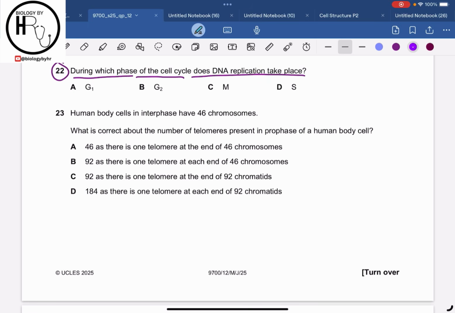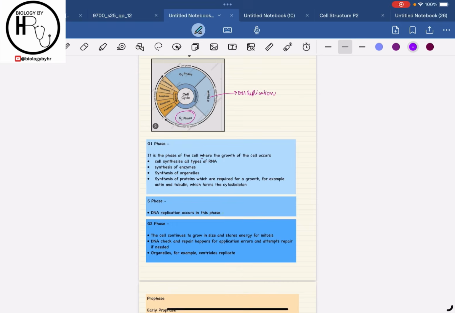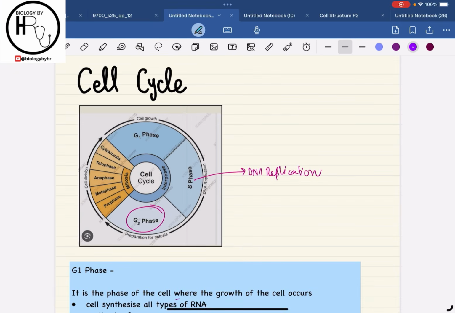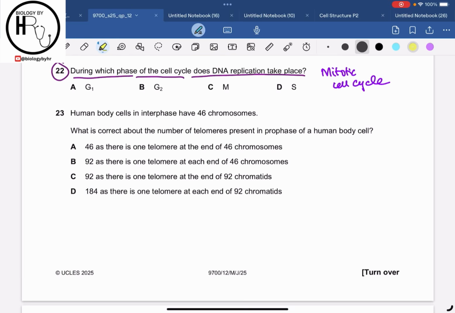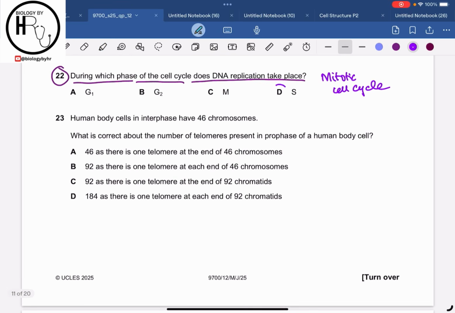So let's move on to the notes of the mitotic cell cycle. Basically the cell cycle is divided into the G1 phase, the S phase and the G2 phase, and then there comes the mitosis phase and then the cytokinesis. Now they are asking during which phase the DNA replication is taking place. So DNA replication is taking place during the S phase of the cell cycle. Hence the correct answer over here would be option D, the S phase. In the S phase the DNA replication takes place.